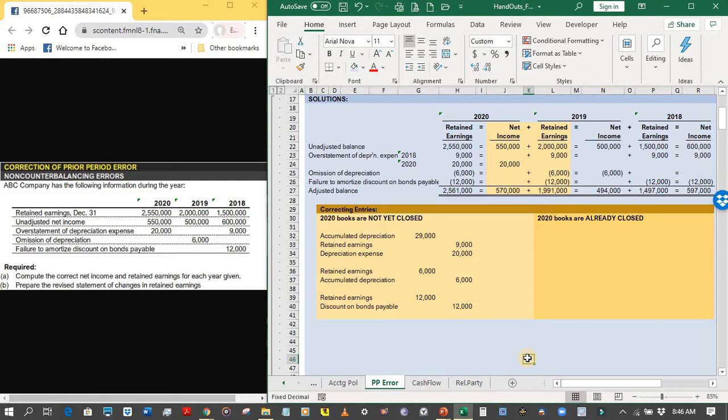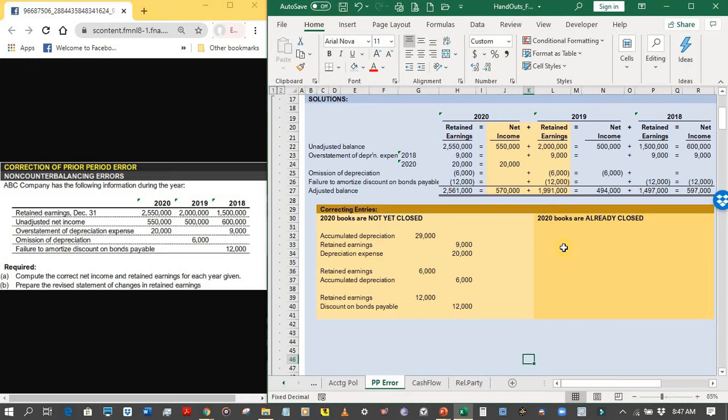So these are the correcting entries, assuming that the 2020 books are not yet closed. So what will be the journal entry assuming the 2020 books are already closed? It means that we can no longer use any nominal accounts to correct the net income in 2020 because again, the nominal accounts are already closed to the retained earnings.